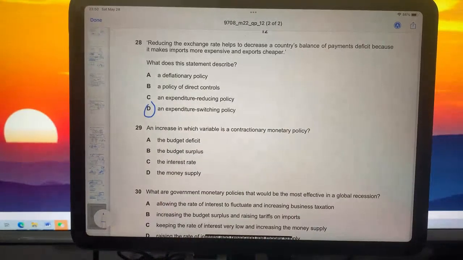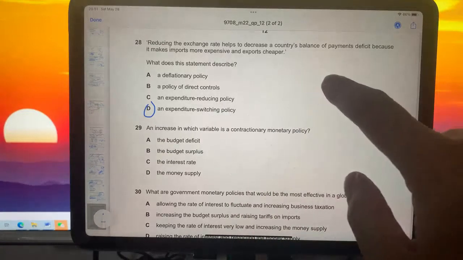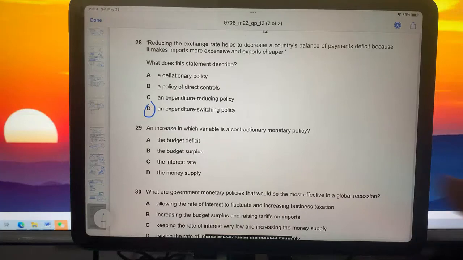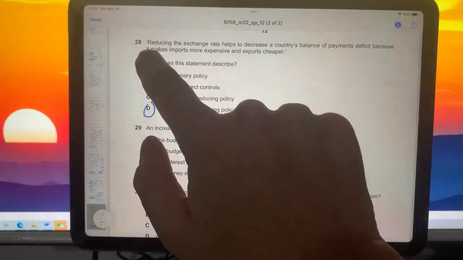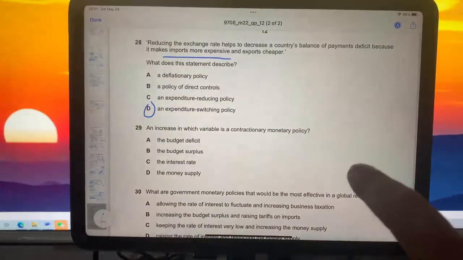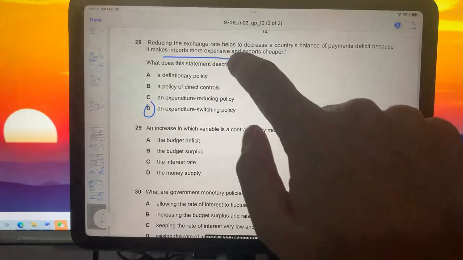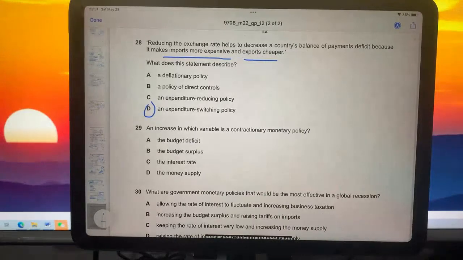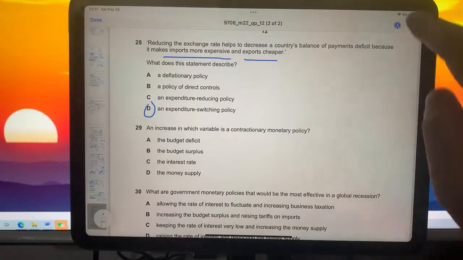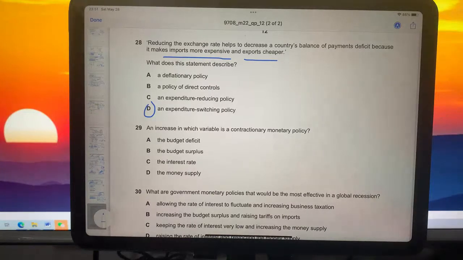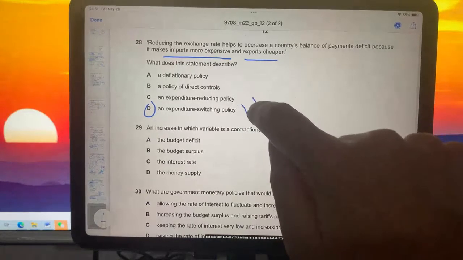And D says, oh my gosh, it's an expenditure switching policy. And that's just exactly what it is. They're going to switch people's spending from buying more imports because they're more expensive and buy more local products or export more and increase aggregate demand. Gosh, I should have read answer D first. Answer D is the answer.